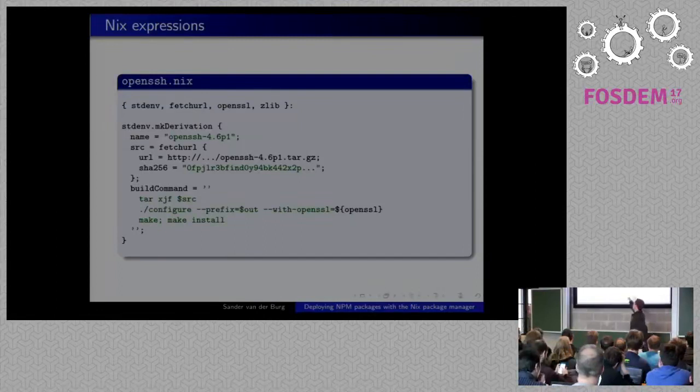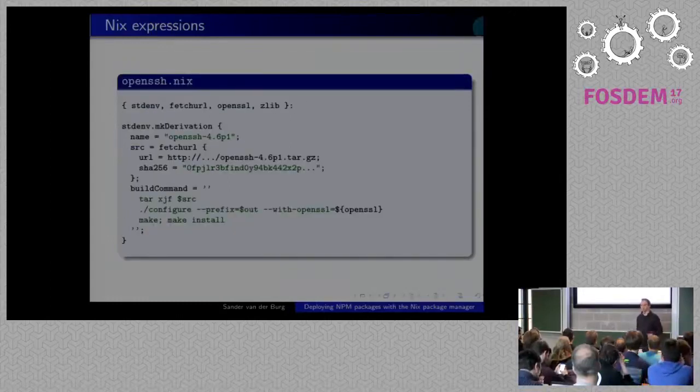And in the body, we provide a number of build instructions to build OpenSSH from source code. OpenSSH uses an autotools-like build procedure. That basically means untar the tarball and run configure, make, and make install.